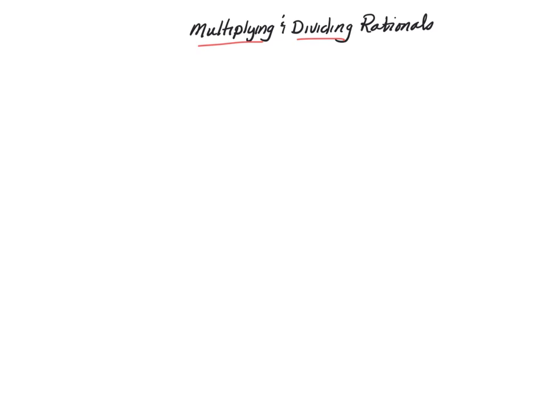So we're going to start off with a multiplication problem that says 8 over p plus 5, and we're going to multiply that by 3p plus 15 over 3p minus 12.